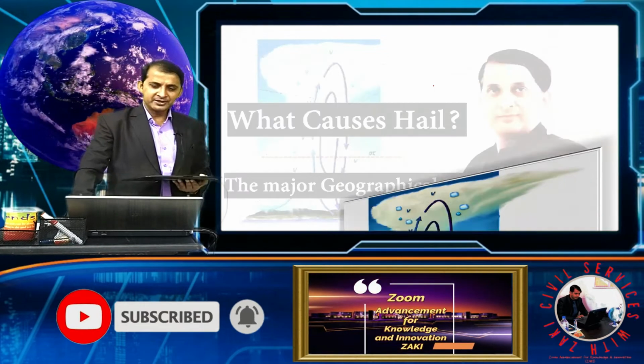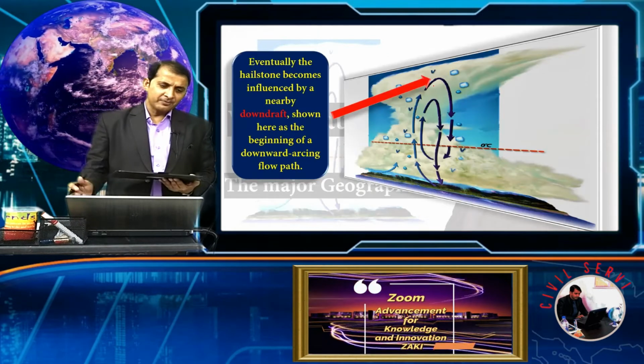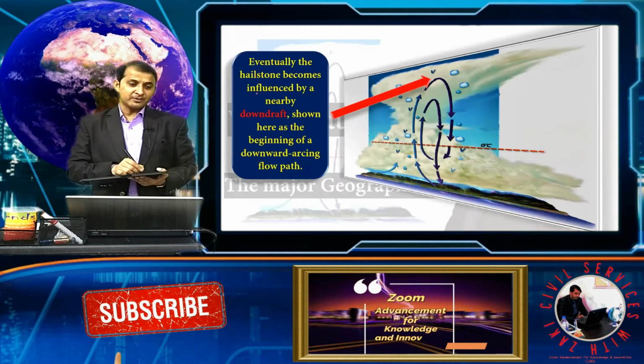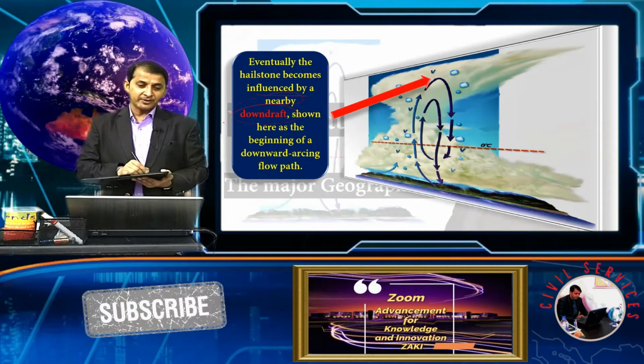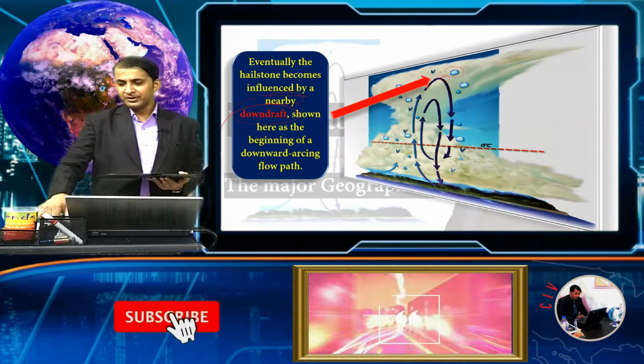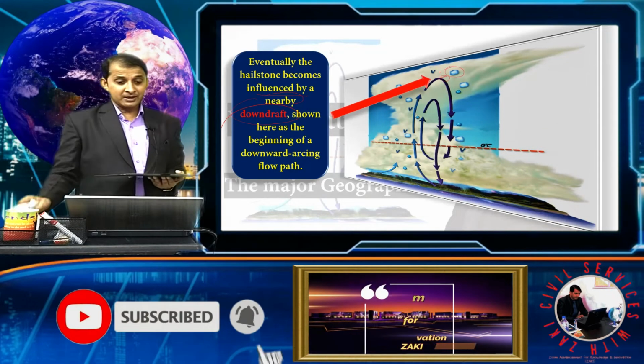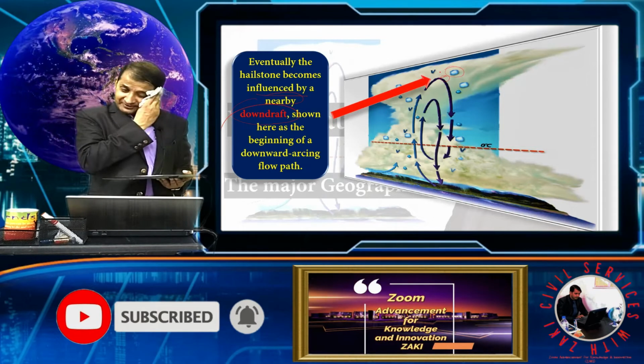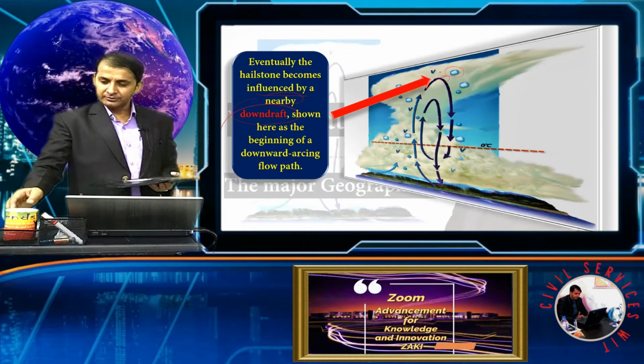See the next step. Eventually the hailstone becomes influenced by the nearby downdraft. Here you see a nearby downdraft, it is so big, so they are influenced by the nearby downdraft.